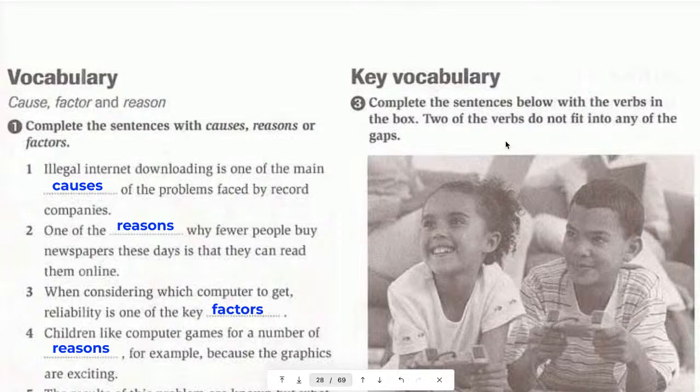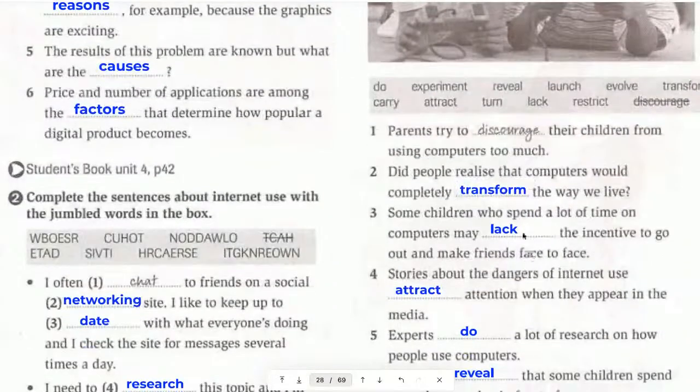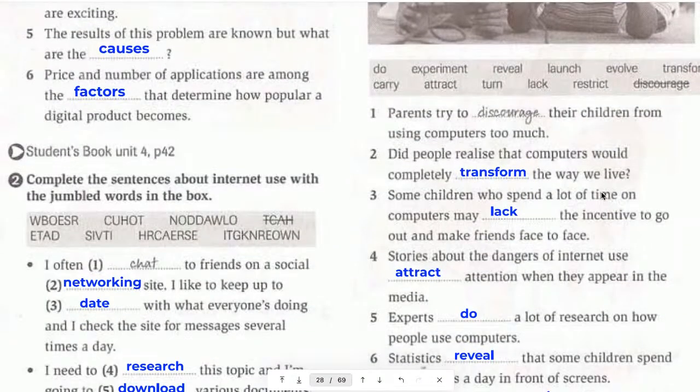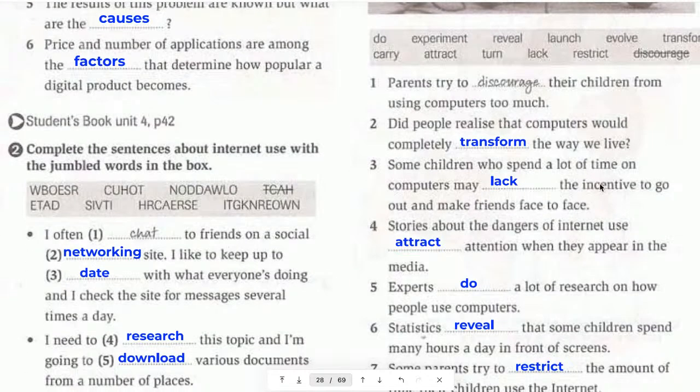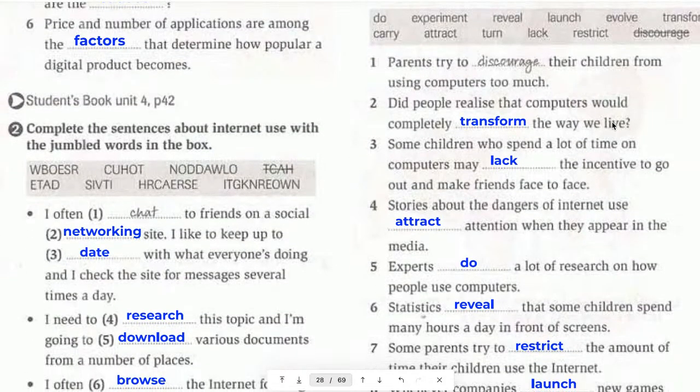Okay, so exercise 3, right? Complete the sentences below with the verbs in the box. Two of the verbs do not fit into any of the gaps. All right. Yeah, actually this one is very easy. You just read and then you choose the most suitable one. Very, very easy. Number 1, Nhi, can you read that?